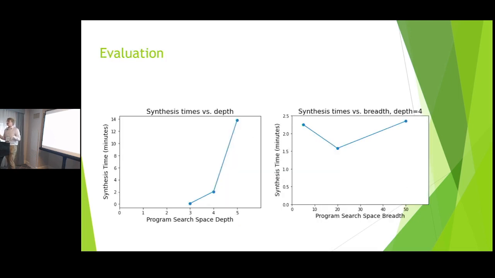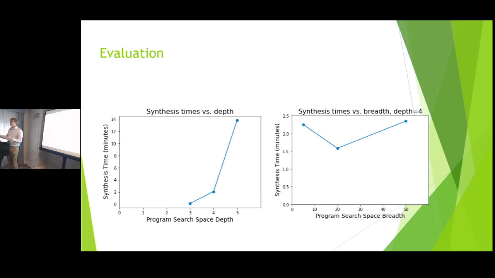So how well does this work? We've evaluated the synthesis times, varying the depth and breadth of the search space. This is sort of getting a sense for where we might be running into scalability issues. You can see on the left here, this plot of synthesis time versus depth. You can see this curve is looking pretty exponential and is definitely indicative of some potential scalability issues. Once we get past 5, it's up to 13 minutes to synthesize.